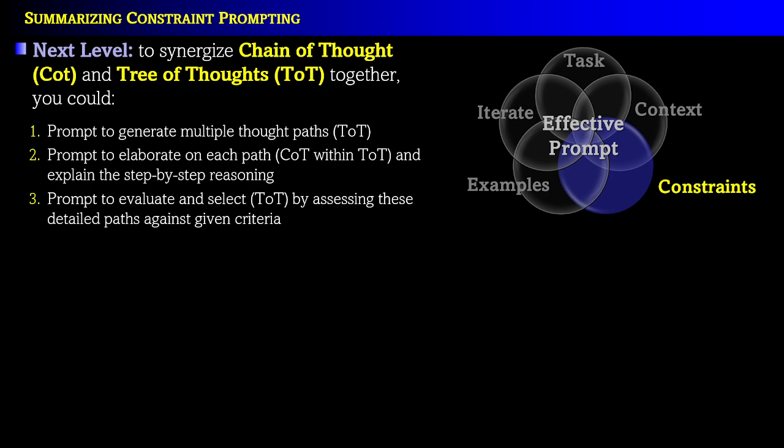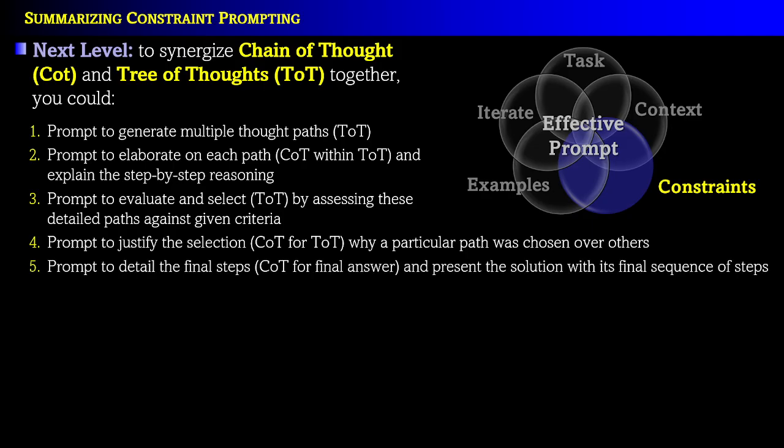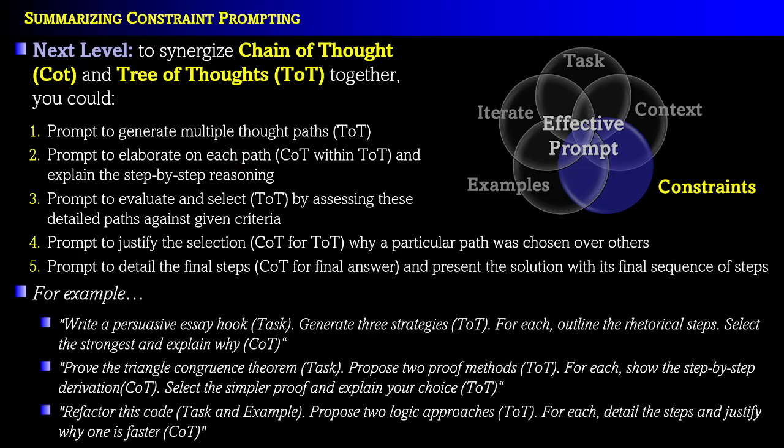Three, we would prompt to evaluate and select, that's tree of thoughts, by assessing these detailed paths against the given criteria. Four, we would prompt to justify the selection. So that's a chain of thoughts within for that tree of thoughts, why a particular path was chosen over the others. Five, we would prompt to detail the final steps, the chain of thoughts for the final answer, and present the solution with its final sequence of steps. Let's see how that might actually look.